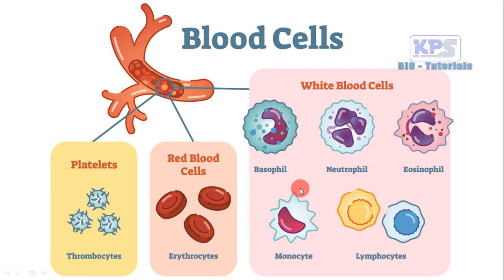The white blood cells are again classified into two categories: the granulocytes and agranulocytes. Granulocytes include three cells: basophil, neutrophil, and eosinophil. These three cells belong to the category granulocytes. As the name indicates, their cytoplasm contains numerous granules, thereby they are called granulocytes. Whereas the monocytes and lymphocytes are said to be agranulocytes because their cytoplasm does not contain any granules. So these are the cells present in our blood. Among these blood cells, white blood cells belong to our immune system.